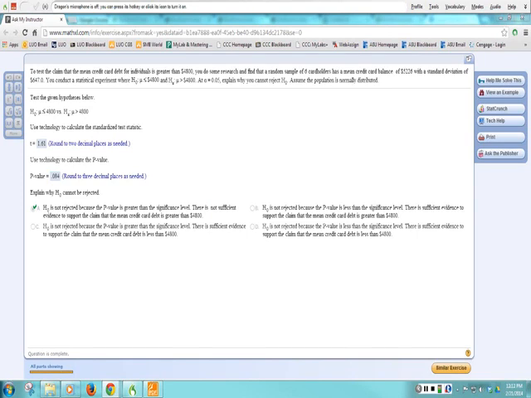So, explain why the null hypothesis cannot be rejected. And of the 4 possible answers, the first one is the correct answer. H naught is not rejected because the p-value is greater than the significance level. There is not sufficient evidence to support the claim that the mean credit card debt is greater than $4,800.